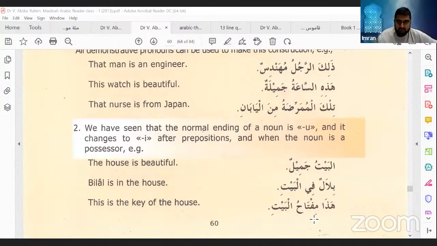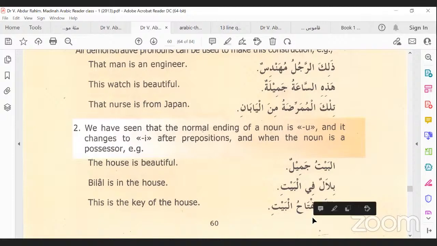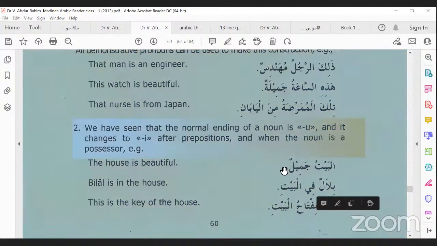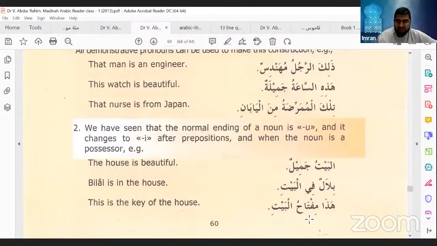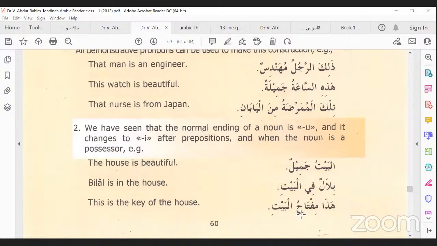Correct. Haza miftahul bayti. This is the door of the house. No, key of the house. Okay, I'm sorry. Key of the house. Yes. So here, Haza miftahul bayti. So over here, miftah.